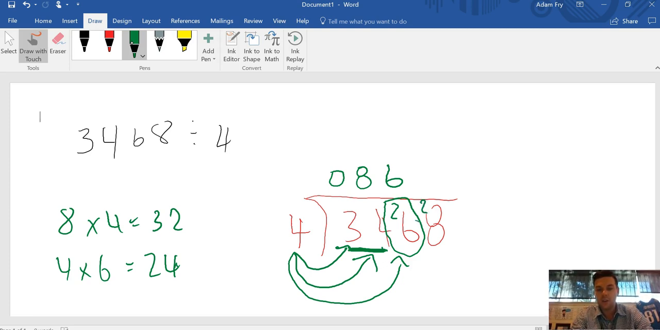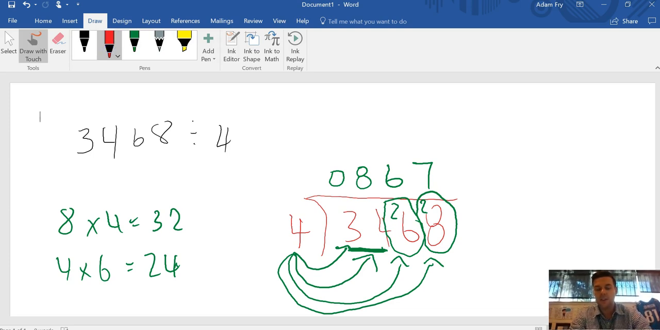Hopefully you can identify that our last question now is, how many times does 4 go into 28? 4 goes evenly, 7 times into 28. So that means that our final answer is 867. So 3,468 divided by 4 equals 867.